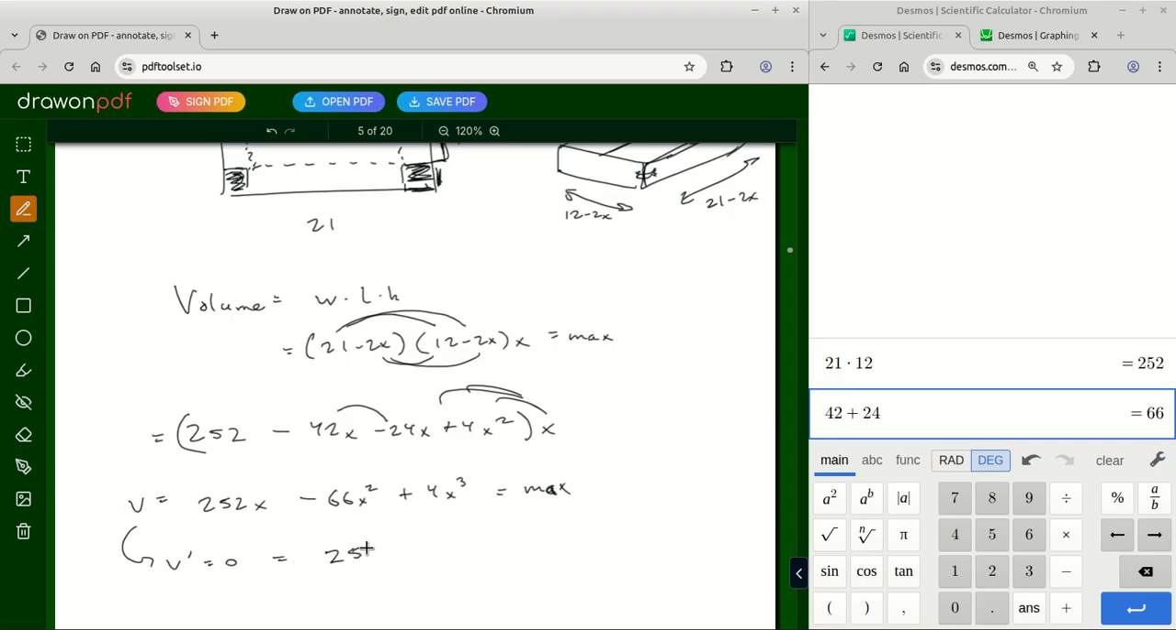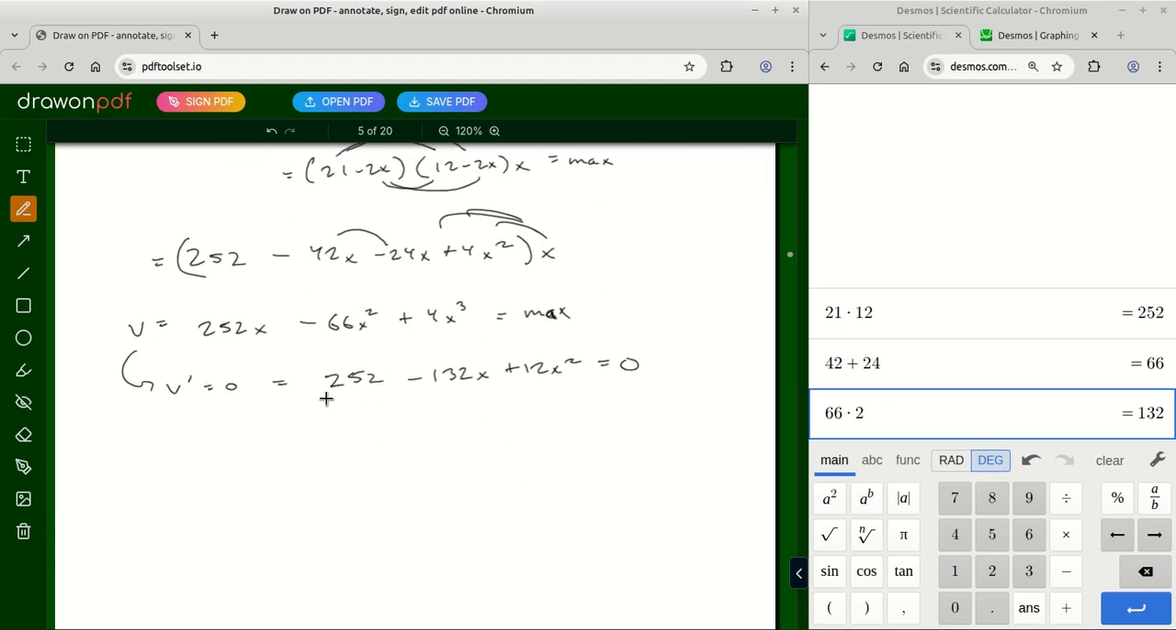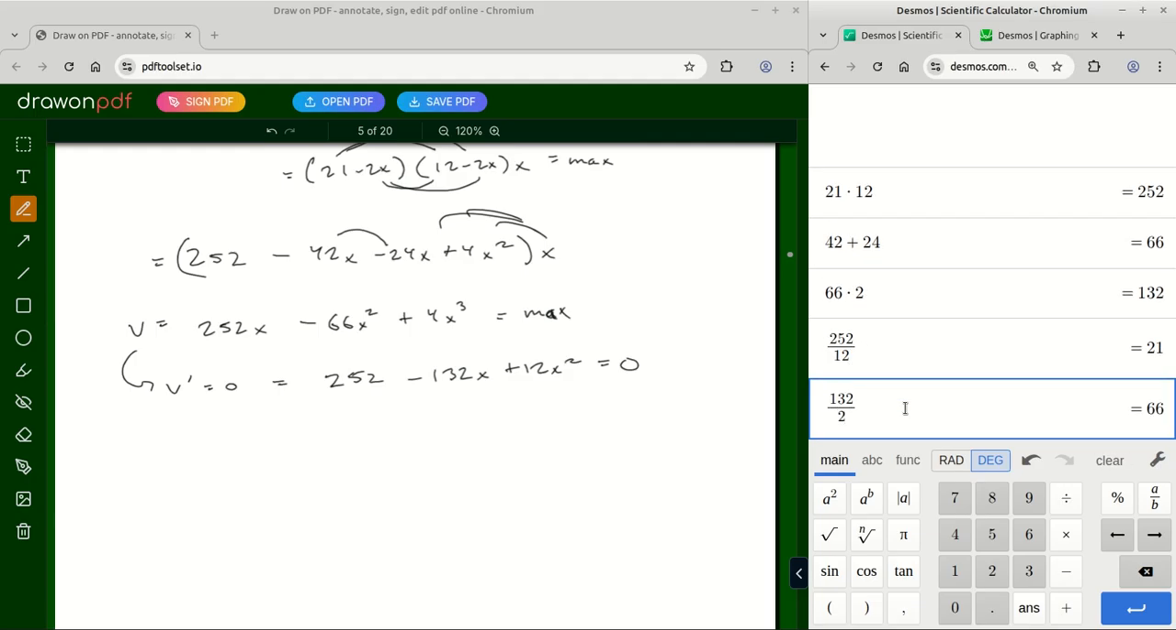I'm going to do 252. The 2 comes down to make it 132x. And then the 3 comes down to make it 12x squared. And now this is set equal to 0. What do they all have in common? I really hope it's a 12. So 252 divided by 12 and 132 divided by 12. Sweet. So I could take a 12 out of each one of these. Okay, that's better. And then I want to factor that.